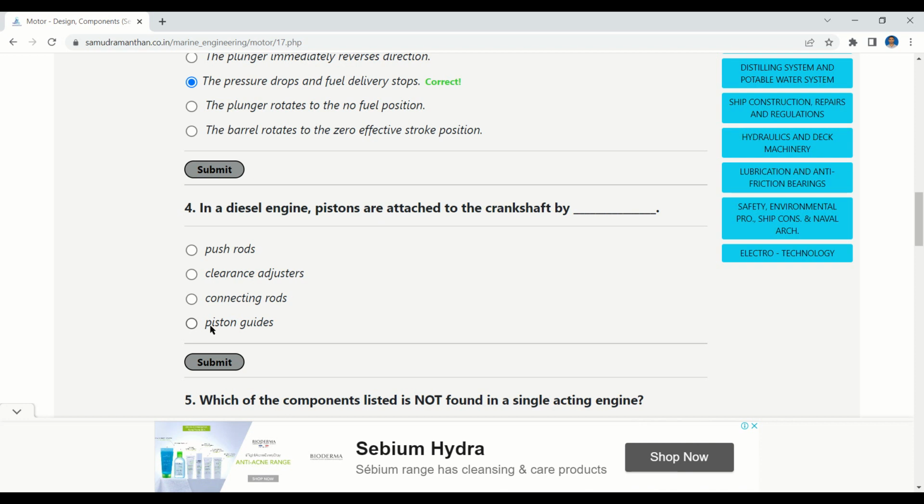Our next question is in a diesel engine, pistons are attached to the crankshaft by, and the given options are push rod, clearance adjuster, connecting rods, piston guides. The correct option should be connecting rods. Connecting rod is the part which connects the piston and the crankshaft.